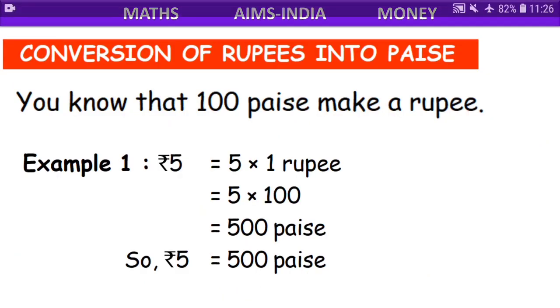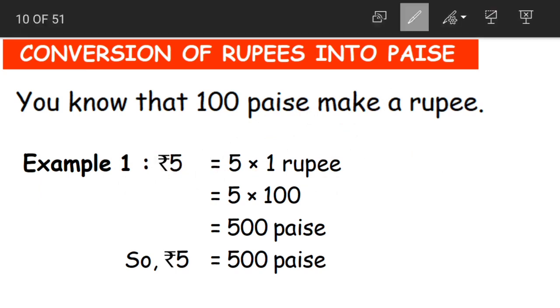Next topic is conversion of rupees into paise, children. Now what is this? If we have rupees, say 4 rupees, or in the example here we have 5 rupees, and we want to convert this rupees into paise. I want to know how many paise 5 rupees will be equal to. Now before that, what should we know? Know that 100 paise make a rupee.